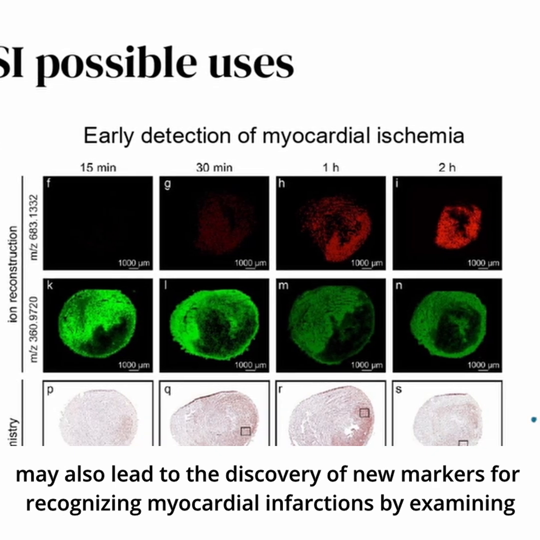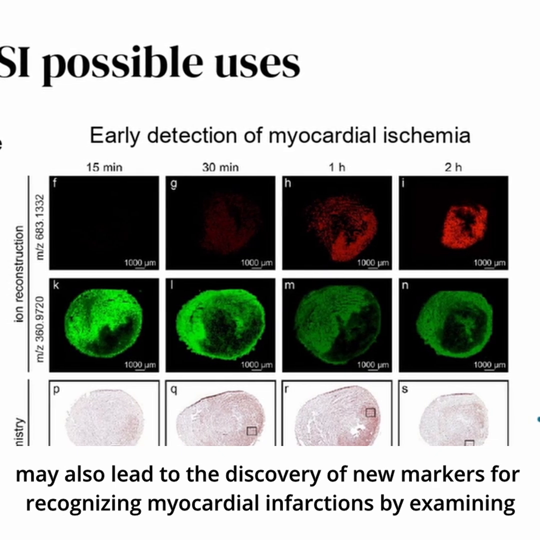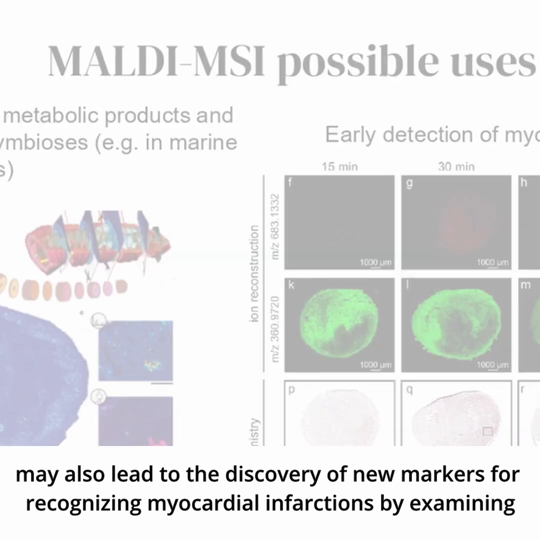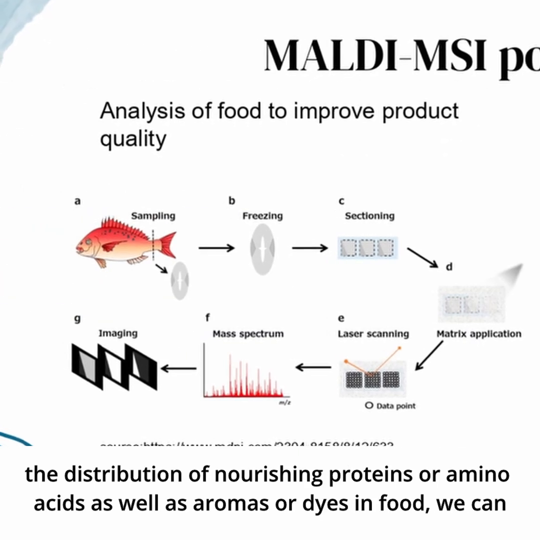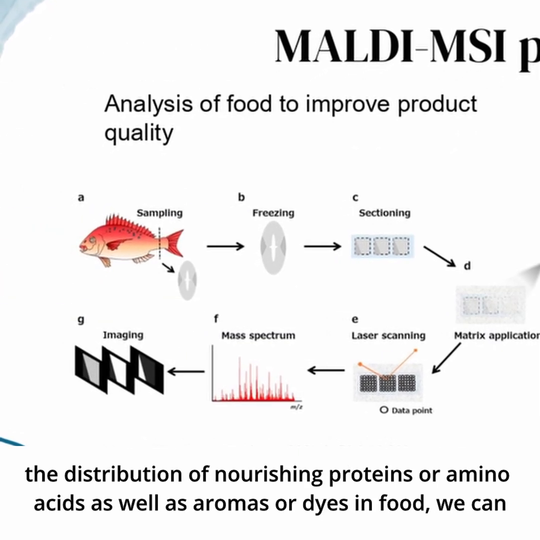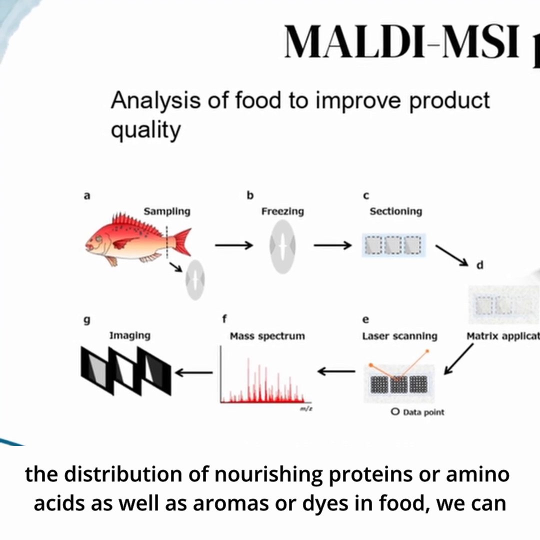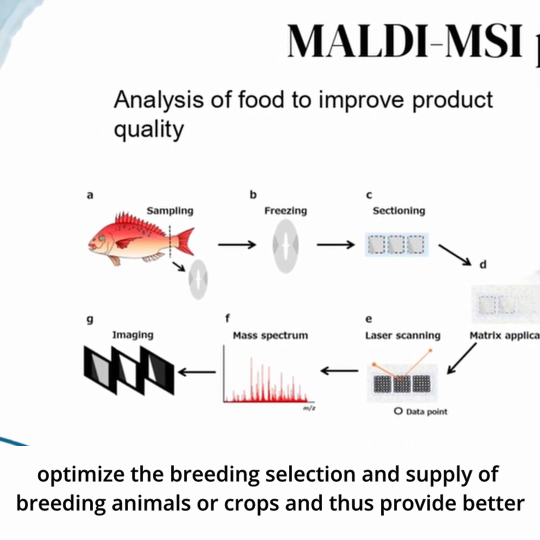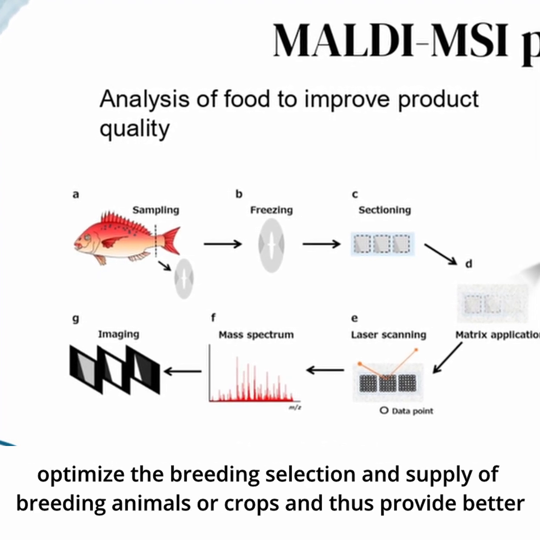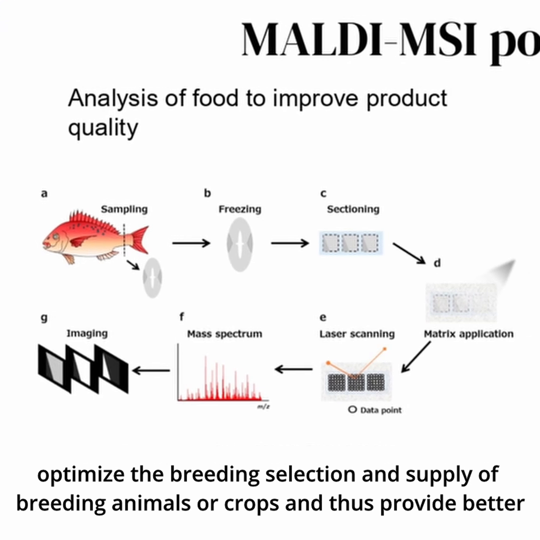It may also lead to the discovery of new markers for recognizing myocardial infarctions by examining the distribution of nourishing proteins or amino acids, as well as aromas or dyes in food. We can optimize the breeding selection and supply of breeding animals or crops, and thus provide better food.